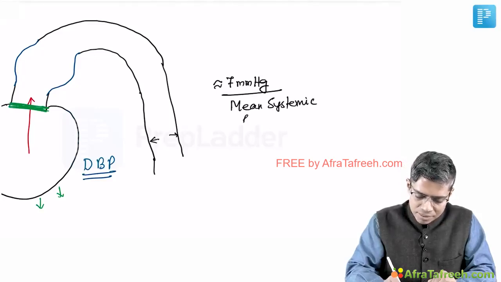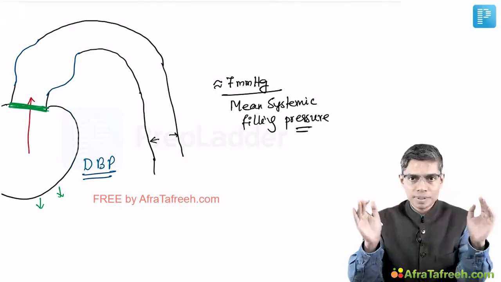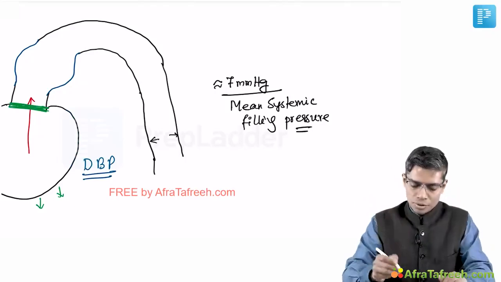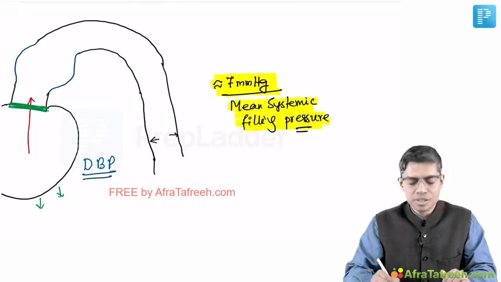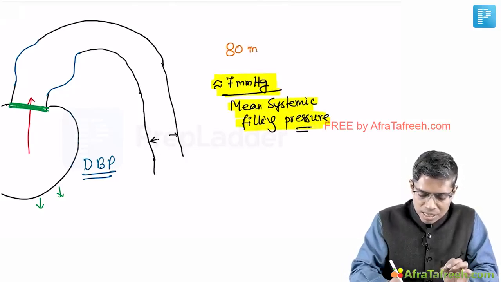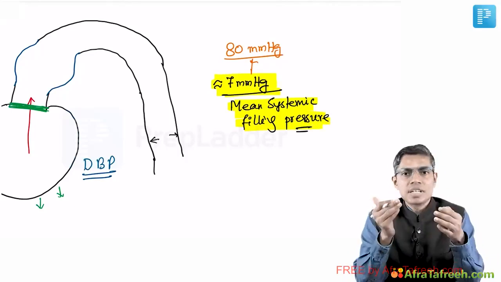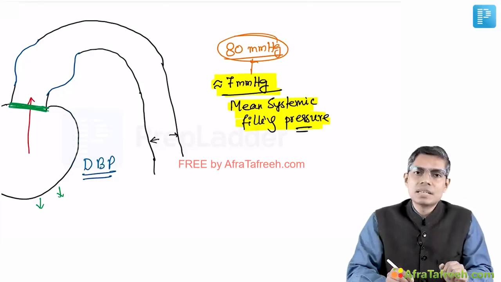Mean systemic filling pressure, right? Please remember this name, mean systemic filling pressure. Whenever the blood flow is stopped, the pressure that will be exerted on the vessel wall is very minimal, but that is not zero. That is nearly equal to 7 millimeter of mercury, known as mean systemic filling pressure. Now, we all know our diastolic blood pressure is 80 millimeter of mercury. That means it is way above this 7 millimeter of mercury. So blood is flowing even during diastole, and that's why the pressure is not 7. It is more than 7, and that is nearly equal to 80 millimeter of mercury.